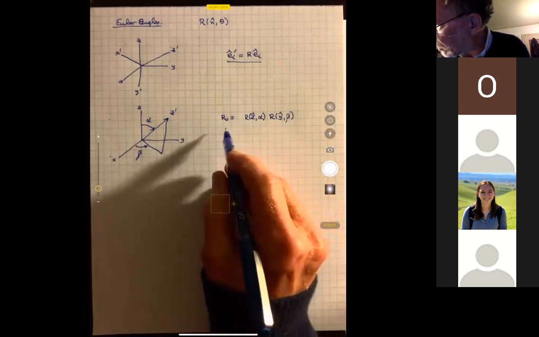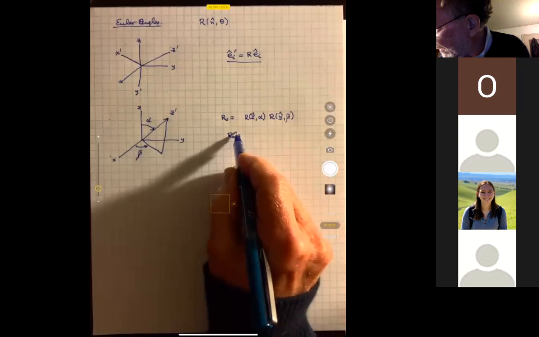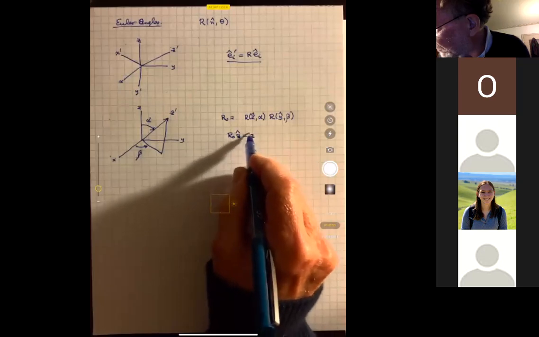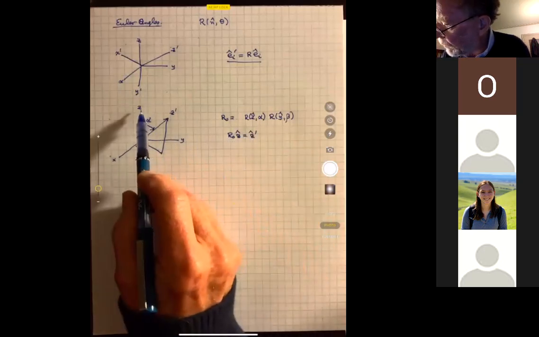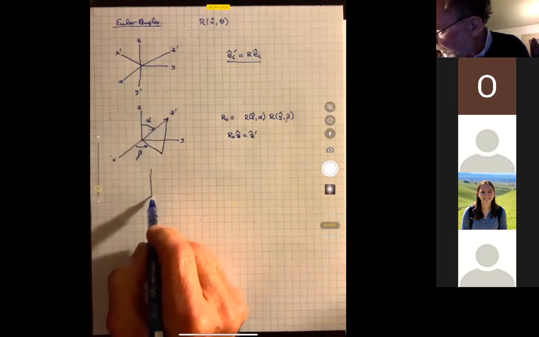Well, this R naught has the property that if I apply it to the z hat axis, I get the z hat prime axis. In other words, R naught moves z into z hat prime in this picture here. You can see it in the following way.